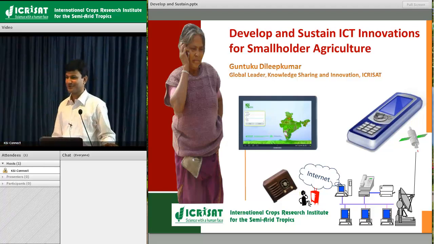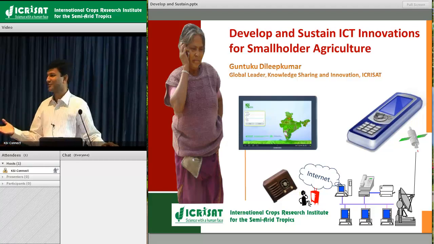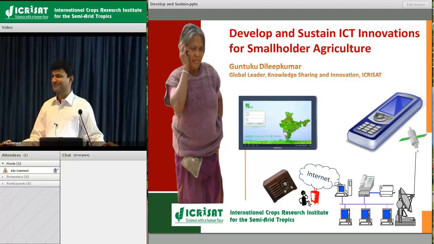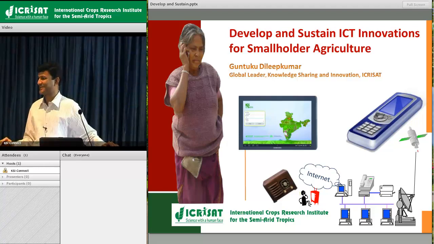When we say develop and sustain ICT innovations for smallholder agriculture, we are talking about smallholder agriculture. Many of you are agriculture experts. You know the classification: small, medium, large farmers. The large farmers never really had any problems, because they know their ways and how to get things done. But when we look at the smallholder farmers, they are the people who always face the challenges.